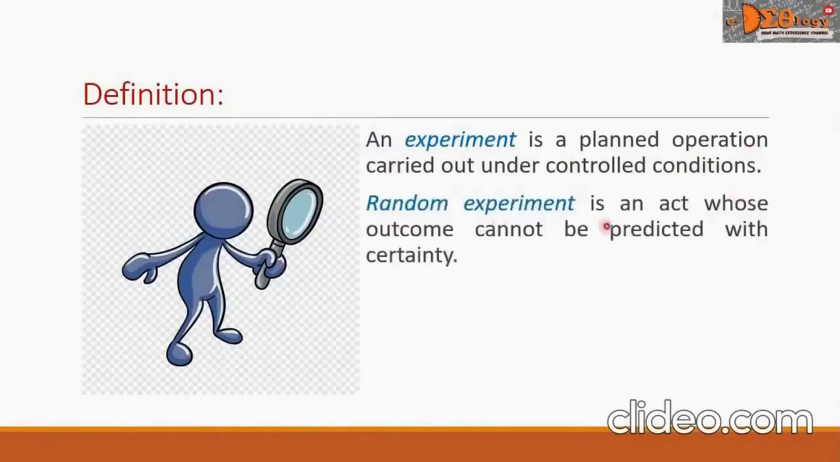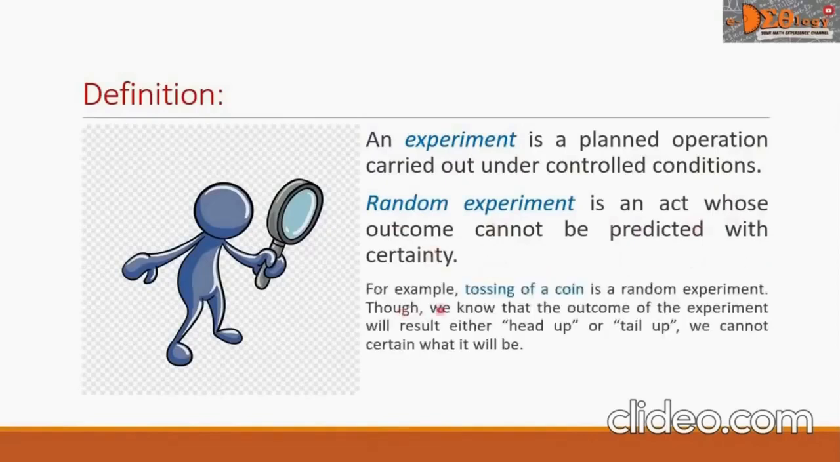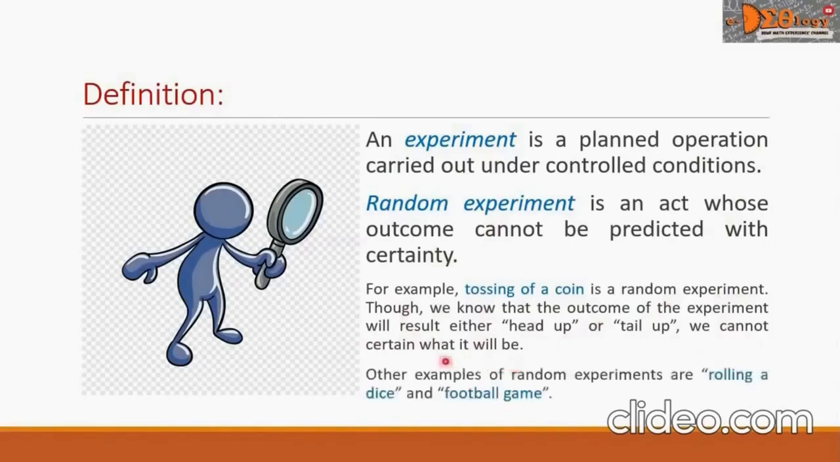Random experiment is an act whose outcome cannot be predicted with certainty. For example, tossing of a coin is a random experiment. Though we know that the outcome of the experiment will result either head up or tail up, we cannot be certain what it will be. Other examples of random experiments are rolling a dice and football game.